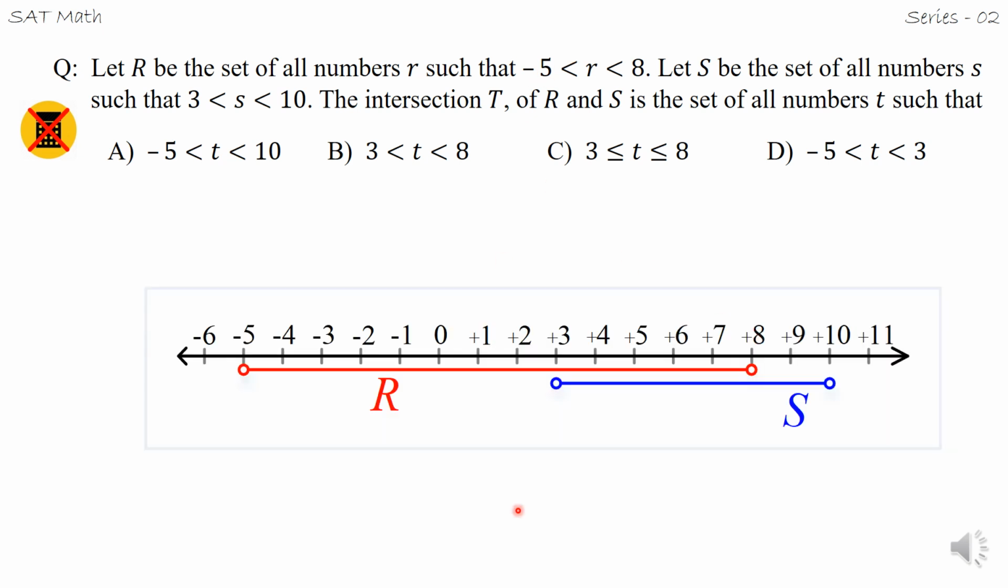Let us draw these two sets on a number line. Here you can see the set R is from -5 to 8. Both -5 and 8 are not included. So the red line shows the set R. Similarly, set S is from 3 to 10, where 3 and 10 are not included. So the blue line represents the set S. So let us find the intersection of both. The green line is the intersection set T. That means from 3 to 8, where 3 and 8 are not included. So it's option B.